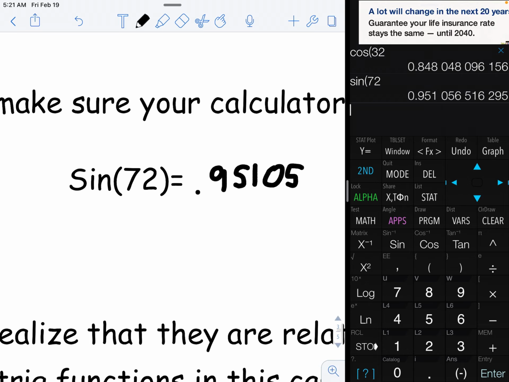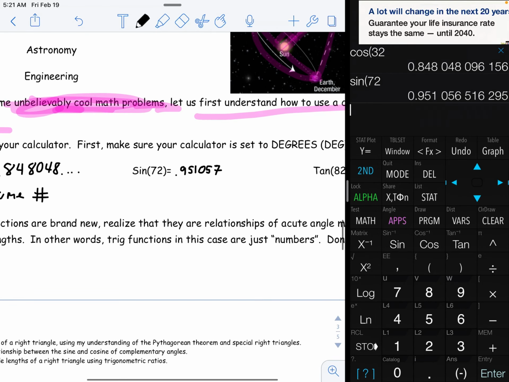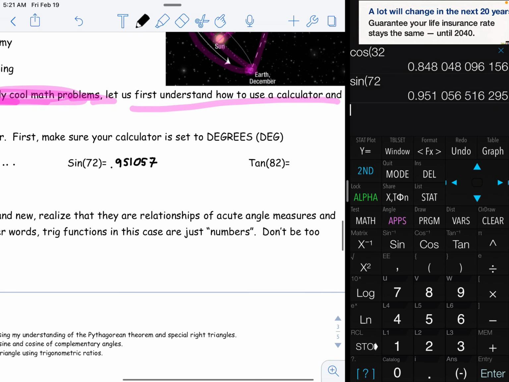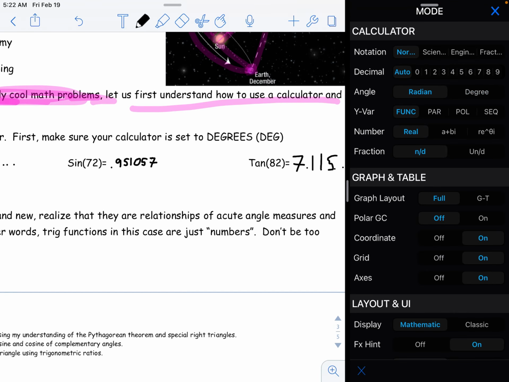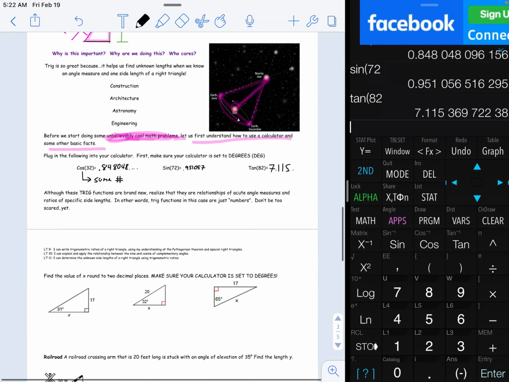0.951. And also when we do these videos, you have to know how to use a calculator. I wouldn't rely on just watching me do it, because this is a little new. Understand how to plug it in, make sure your mode's in degrees, not radians and all that stuff. But realize that all this stuff is just some number. Tan 82, enter. So it looks scary. Don't be too scared. Make sure you're in degrees, because that's what we're dealing with.